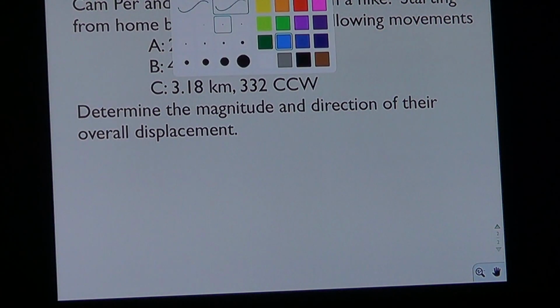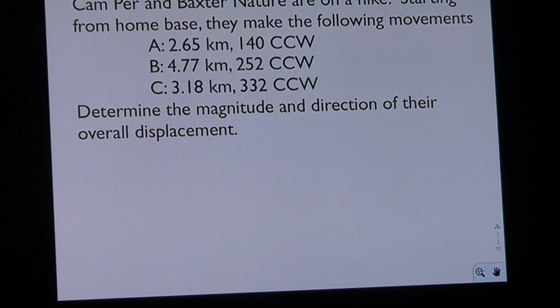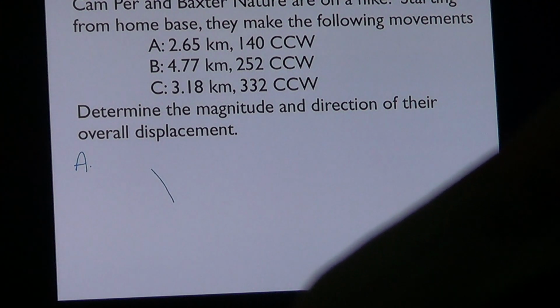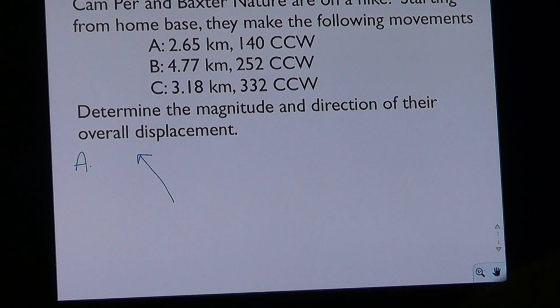So if we start with A, just sort of estimating where 140 degrees CCW would be, between 90 and 180. So it's going to be somewhere going to the north and to the west. And we know that its CCW is 140.